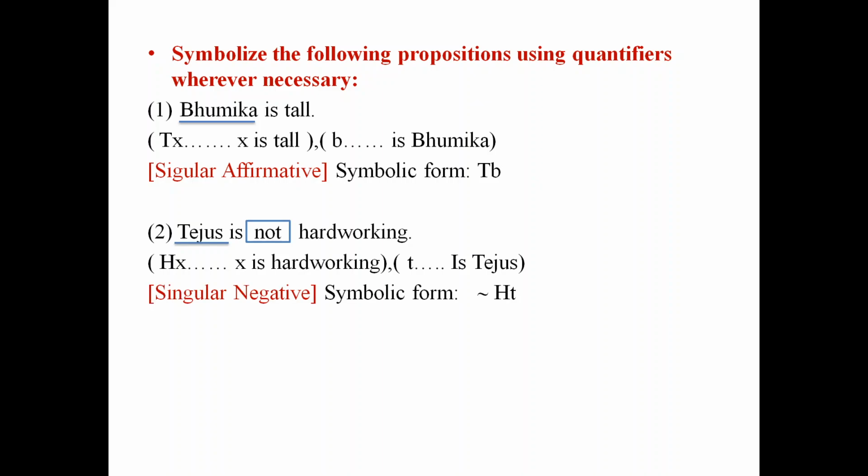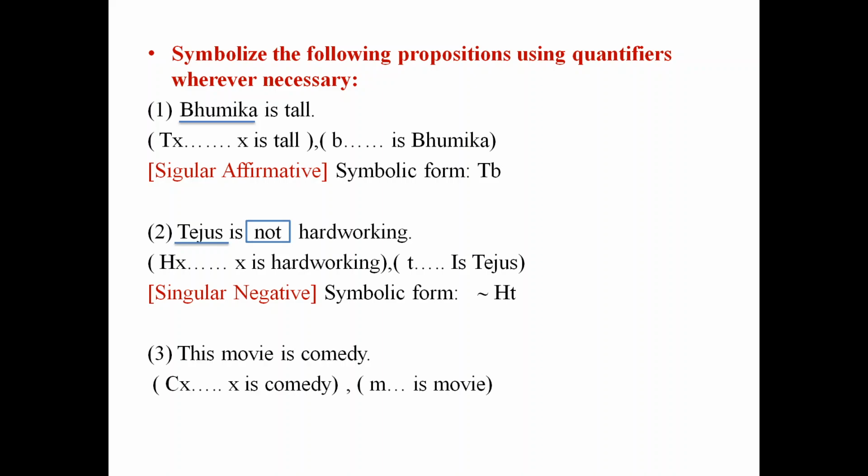Now we come to the third. This movie is comedy. Here the words are this movie, so this indicates a specific movie. So it's again a singular proposition. It is affirmative because it is possessing the property, and the symbolic form will be: comedy, predicate constant C; for movie, small m. So you will symbolize it as capital C small m. Predicate constant on the left, individual constant on the right.